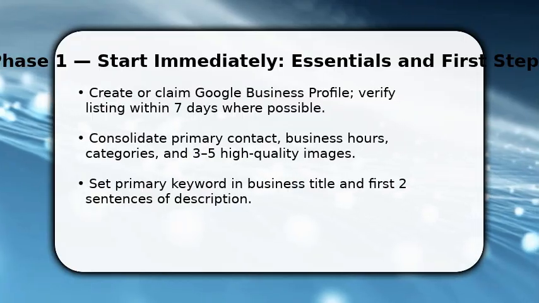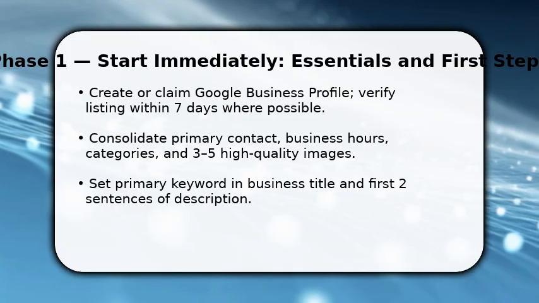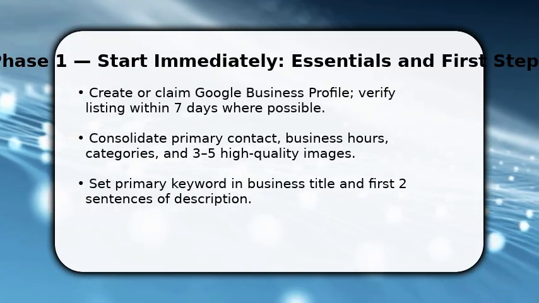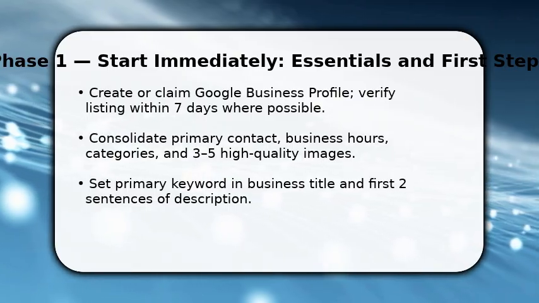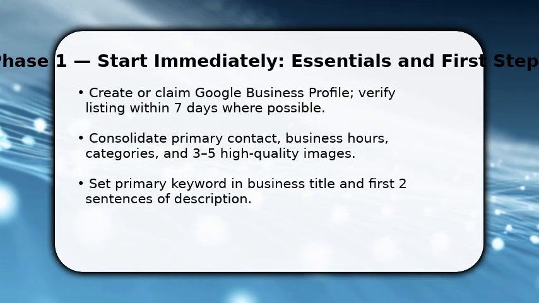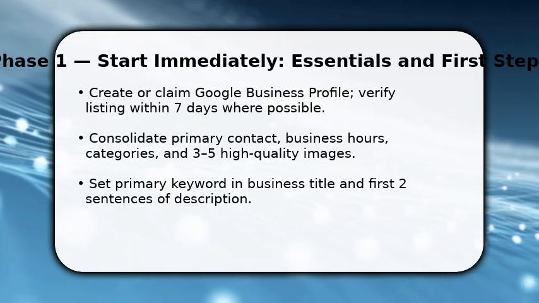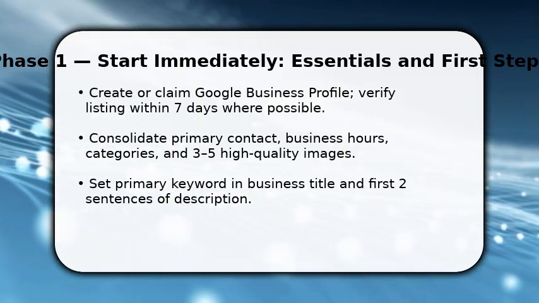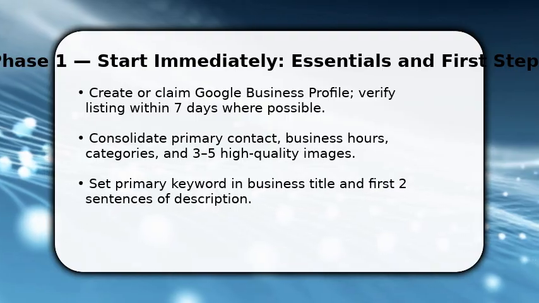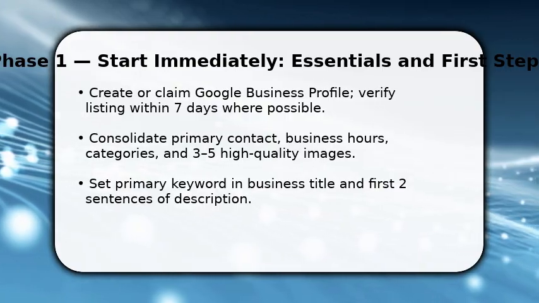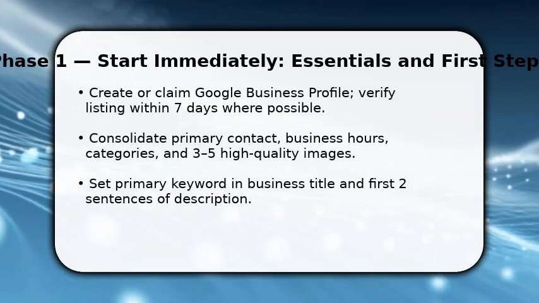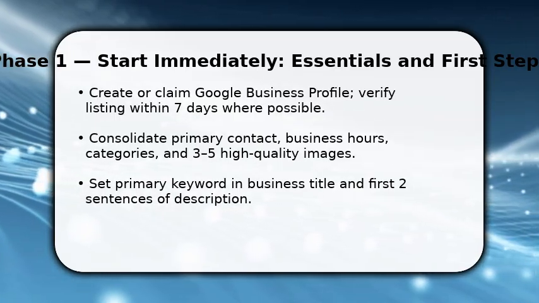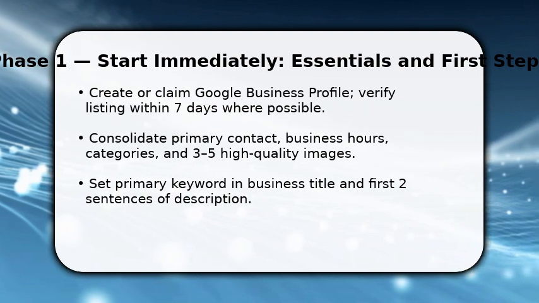You start by claiming your Google business profile and verifying ownership. This unlocks the tools you need. Once done, update contact details, hours, and select precise categories so Google understands your intent. Upload 3-5 sharp photos and a logo. Images increase clicks. Then write a concise description with your primary keyword in the first 2 sentences. This combination gets you indexed quickly, so your business can appear in local searches and maps.